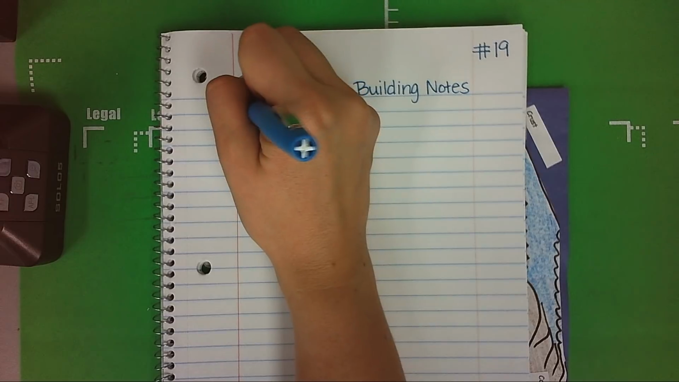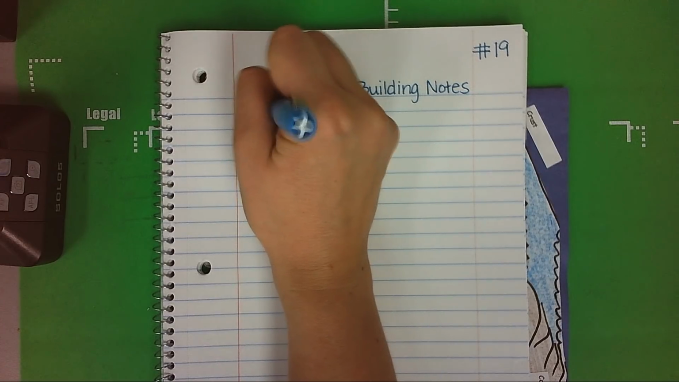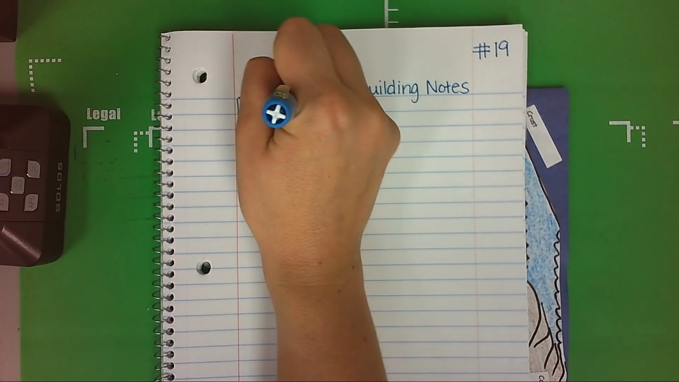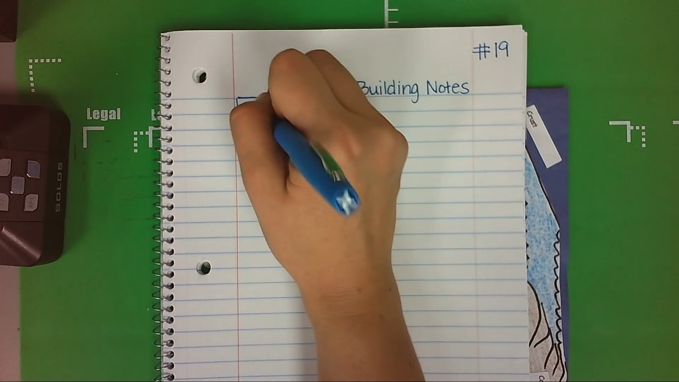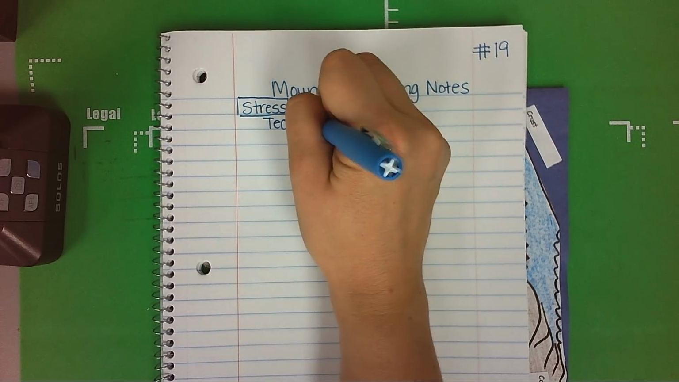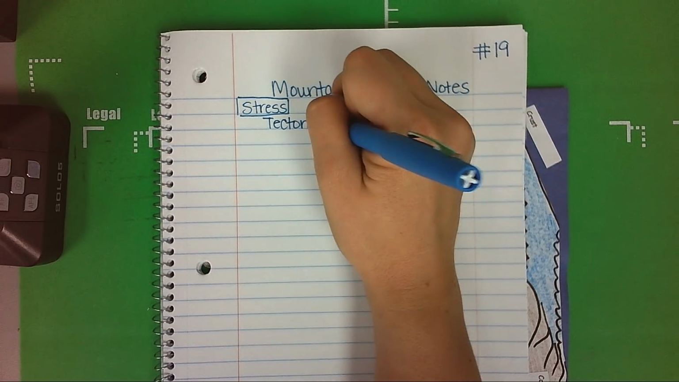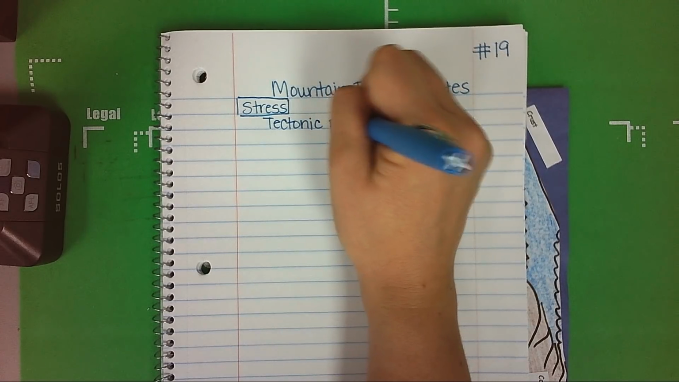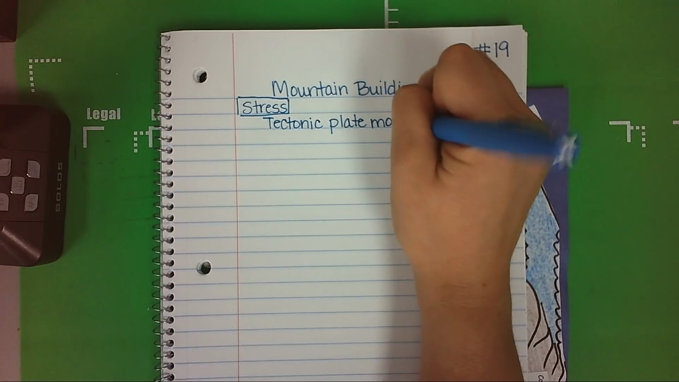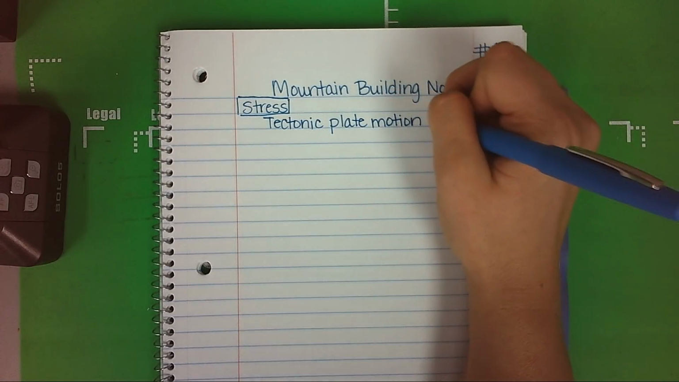Okay. So first we're going to talk about stress on Earth. Stress that Earth goes through. All right. Tectonic plates are constantly moving. They're moving slow but constant. Okay. So because they're moving, right, they cause stress. There's 3 types of stress.